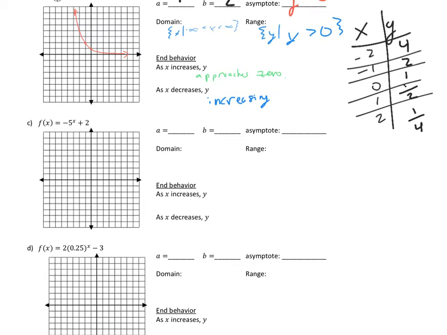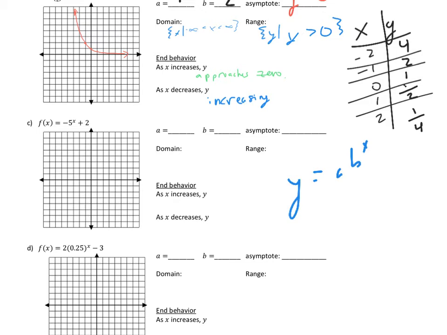Alright, I would like you to try C and D on your own. Just because they look a little bit different, that's no reason to panic. We're still doing y equals a to the bx, for both the C and D. So try those on your own the best you can.